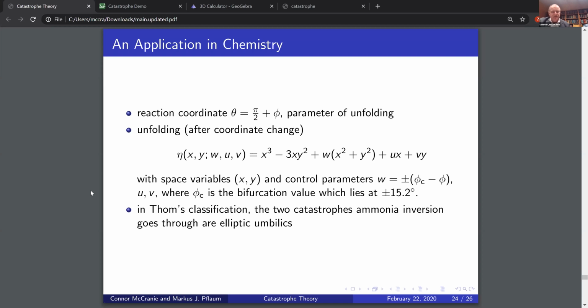Let me just explain all those variables. So x, y are the coordinates in the plane, and we do not have the z value here. It's replaced by the control parameter w, which is plus or minus phi c minus phi. So phi was this angle I described before, and phi c is the value of that phi where there is a bifurcation, meaning that's exactly where the catastrophe happens. And it can be measured, or actually theoretically determined even, that it lies at plus or minus 15.2 degrees.